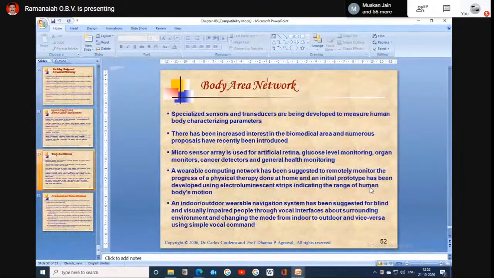What is a body area network? Here body means the human body. On the human body, a patient, or a chronic patient suffering with a chronic disease for a long time, like sugar, blood pressure. Sugar means diabetes, high pressure. They should be under constant vigil and monitoring by the family doctor.